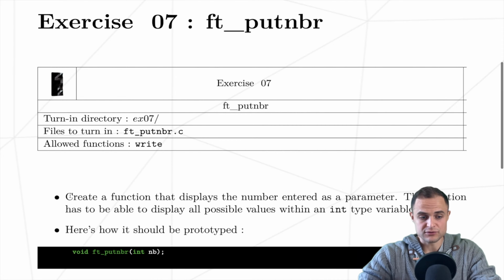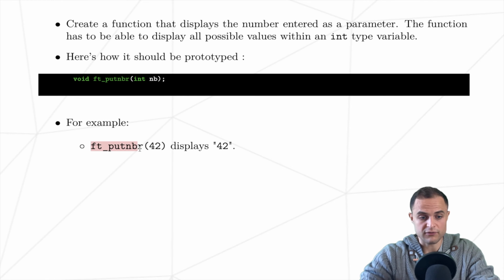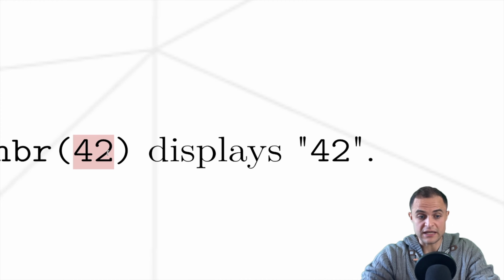This time we have to create a function that displays the number entered as a parameter. The function has to be able to display all possible values within an int type variable. Here's the prototype. As usual, we have a function that doesn't return any value, but this time takes an integer as an input. For example, if I call the function putnbr 42, it has to display 42. So we have to convert this integer 42 into this char 42, or better, this string 42.